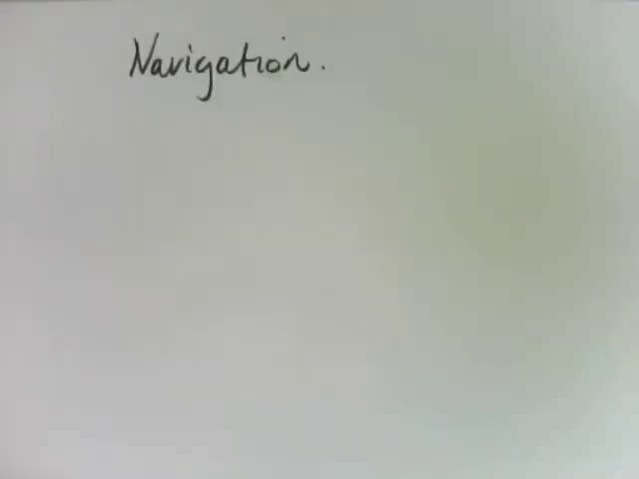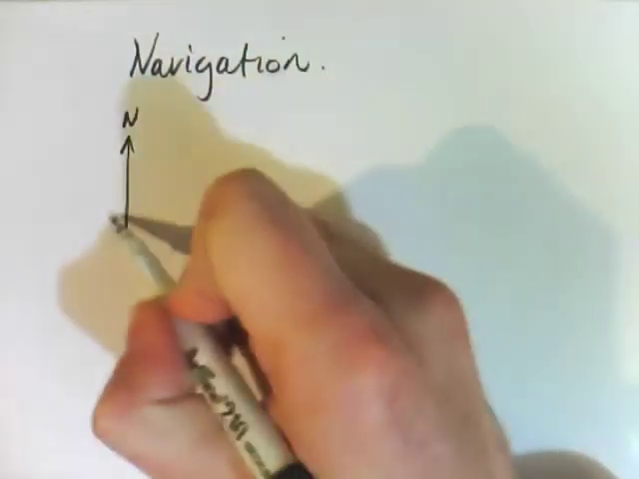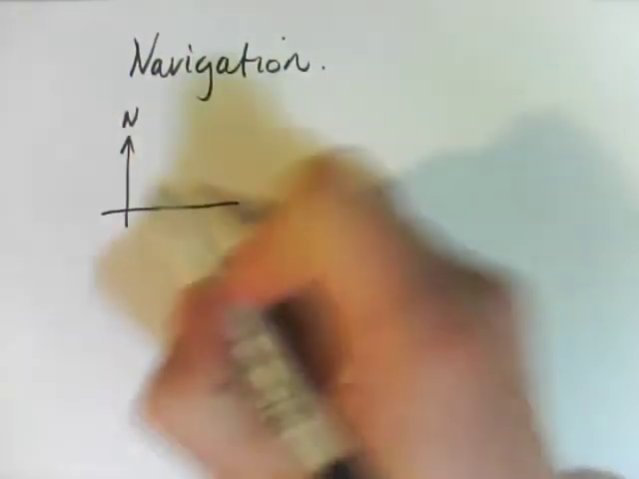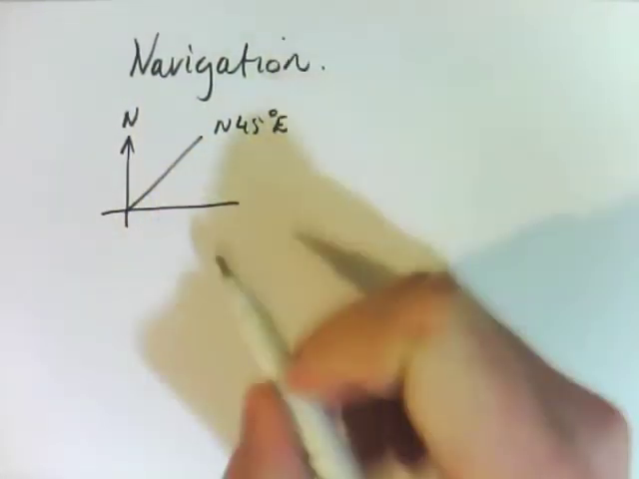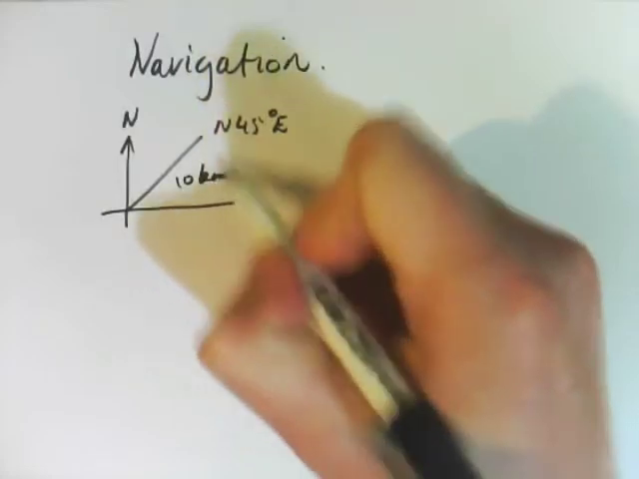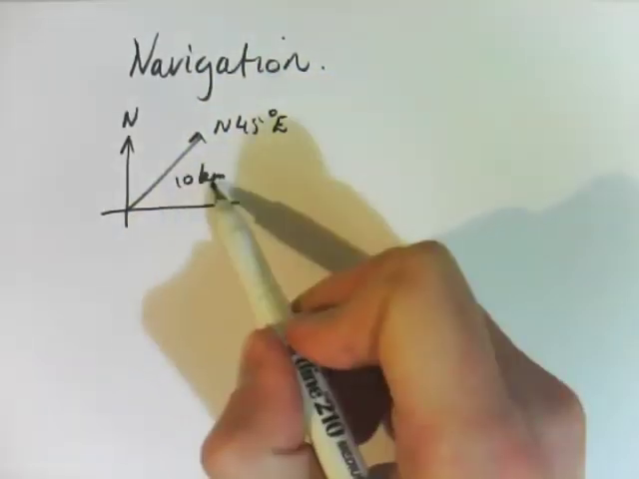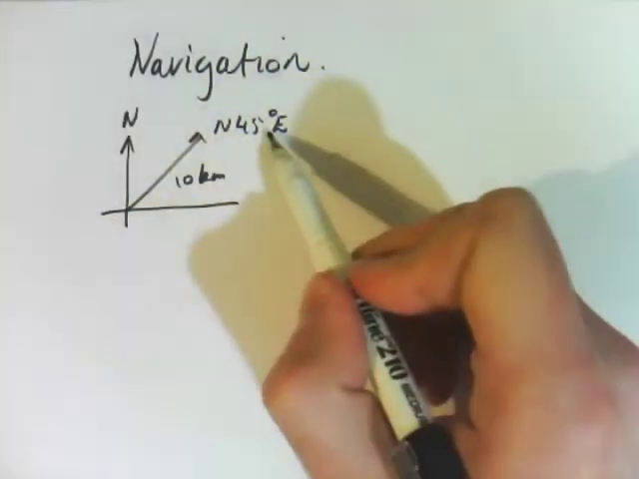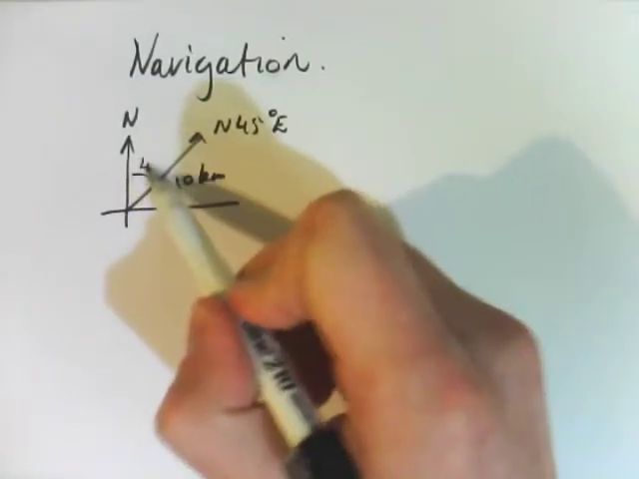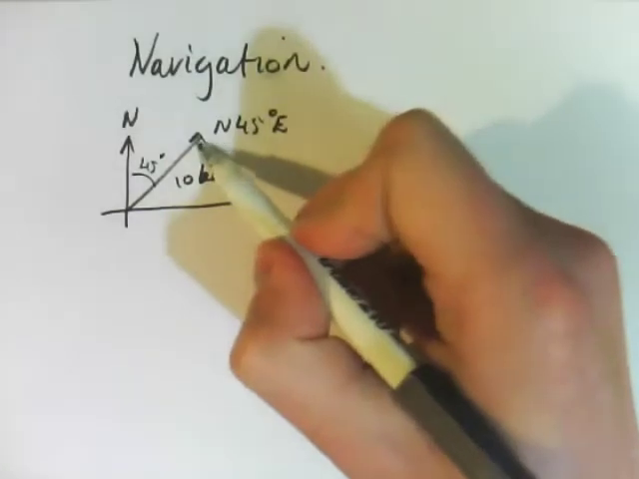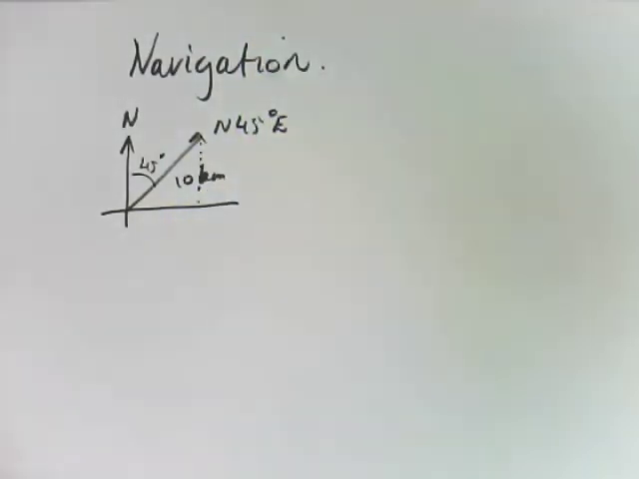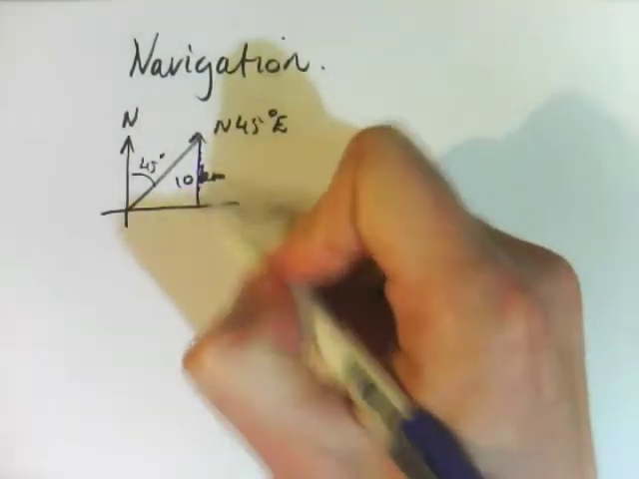When it comes to navigation using bearings, it's actually not as hard as you would think. So we'll have a look at question 1a on page 445. This question is saying we went for 10 kilometres on a bearing of north 45 degrees towards the east. So that means that's 45 degrees in there. And it says how far north or south are we? So we're looking for that line there. So how far north are we?